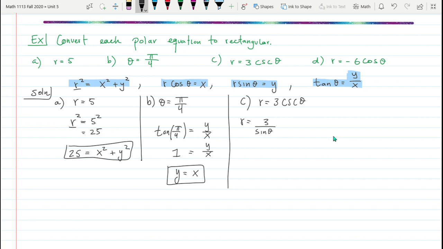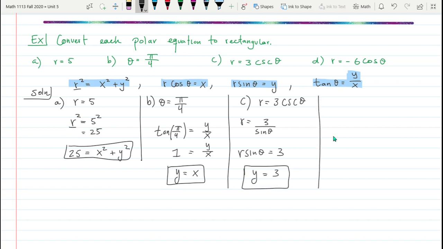Well, I hope that it makes it a bit more obvious that I can multiply that sine theta to the other side, and it becomes r sine theta equals 3. And what is r sine theta from our definitions? Well, that is equal to y. So y equals 3 would be the equation in rectangular form.